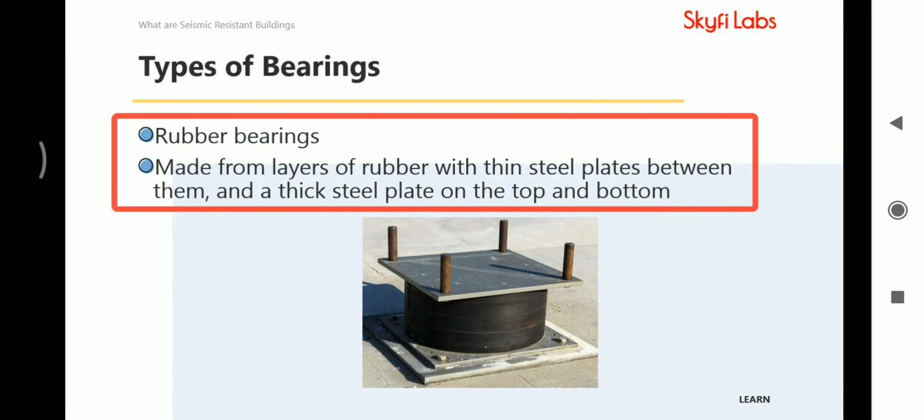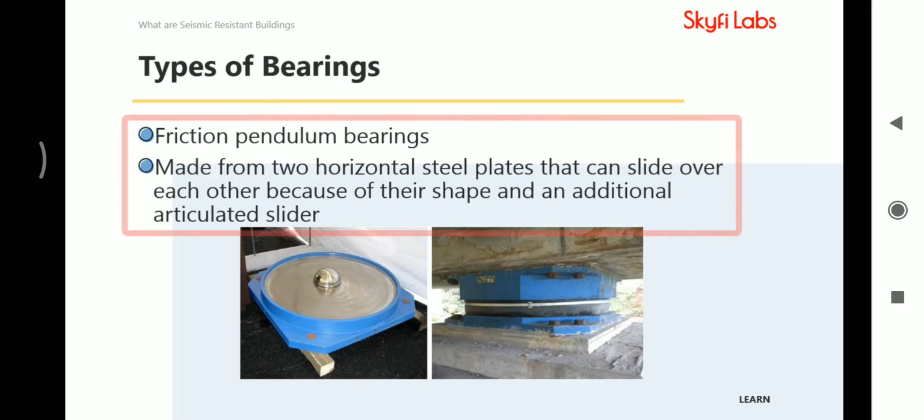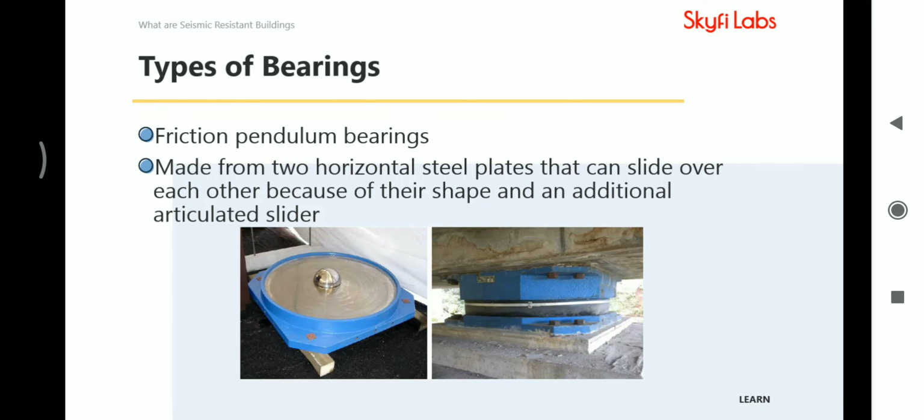Rubber bearings are made from layers of rubber, with thin steel plates between them, and a thick steel plate on the top and bottom. These bearings are designed to be very stiff and strong for vertical load, so that they can carry the weight of the building. Friction pendulum bearings are made from two horizontal steel plates that can slide over each other because of their shape, and an additional articulated slider. The fact that they slide means that earthquake movements will occur mainly in the bearings.